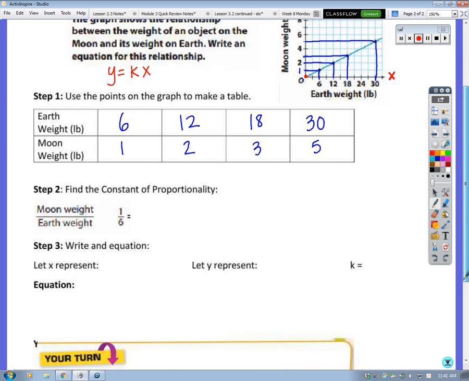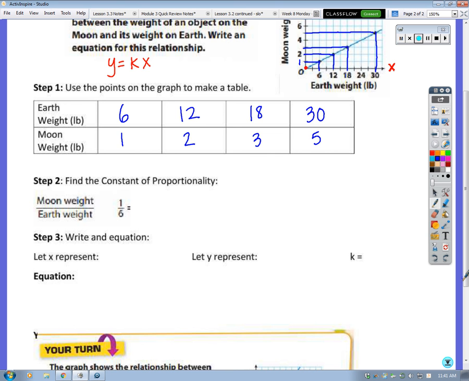So you could take a look at that and be like, oh, well, whatever it weighs on Earth, it's going to be 1/6 of that on the moon. That's interesting. Figure out what you'd weigh on the moon if you'd like. So the next thing that we're doing is going to find the constant of proportionality. That is our k value, and we know that k equals y over x. We already identified our x and y based on our graph here. The Earth is our x value, and the moon is our y value. These are opposite of how we want to write them over here, though.